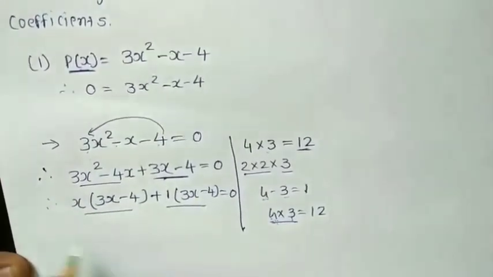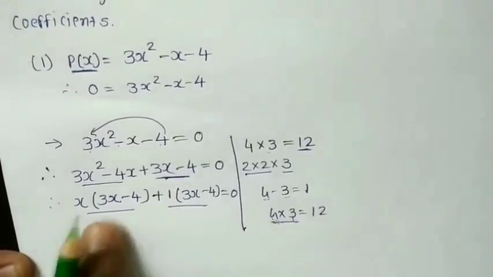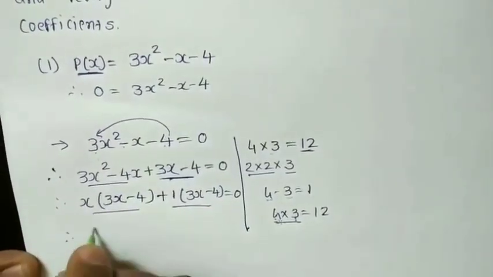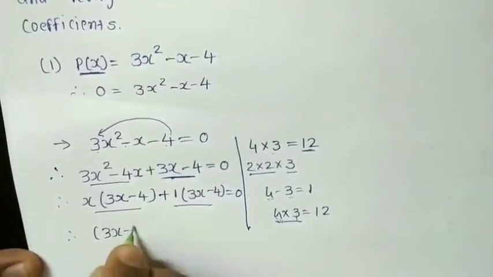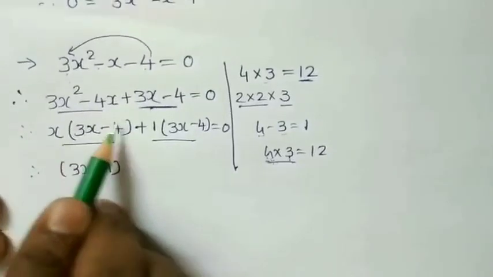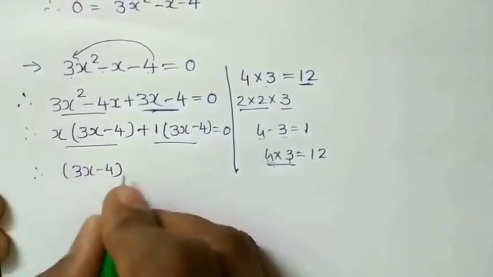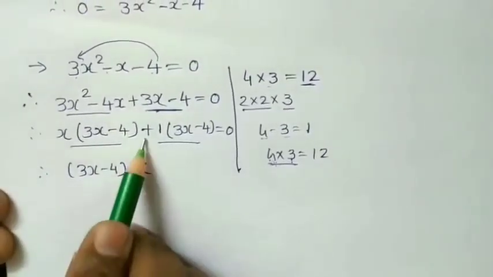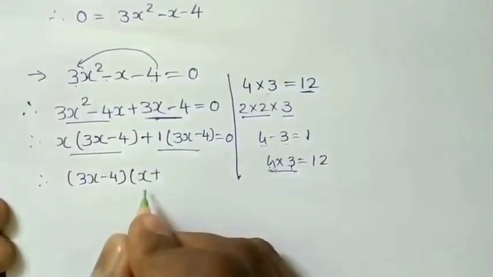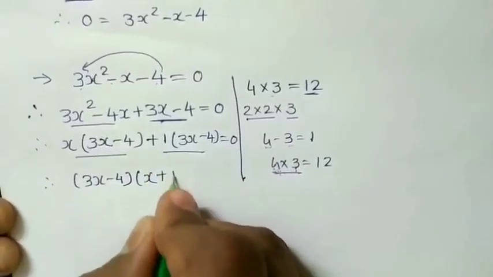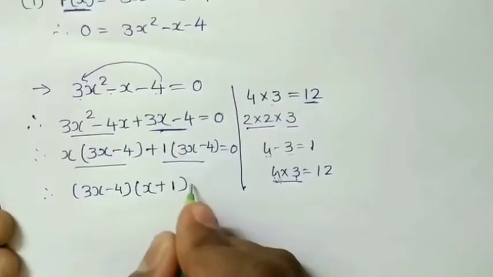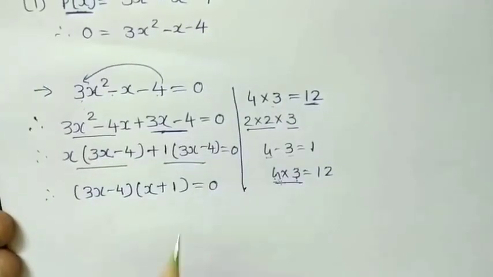Now observe here, in both of these you can see 3x minus 4. 3x minus 4 is common, so I will take it as common. What is remaining over here? If you take this entire bracket outside, then only x remains, and the sign is plus. From here also 3x minus 4 goes out and the remaining is 1. So the factors are 3x minus 4 and x plus 1, equal to 0.